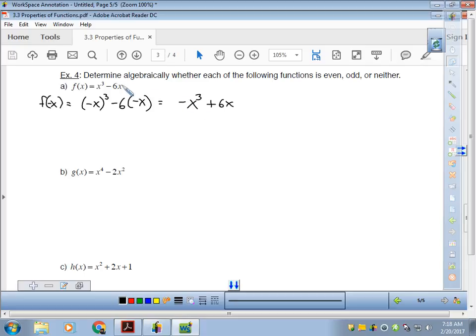No, these two are not the same. So we can say f of x does not equal f of negative x. So that tells us it's not even. Okay. Since it's not even, now we'll check for odd, and so we'll find negative f of x. Now negative f of x really just means negative 1 times f of x. So I'm going to take a negative 1, and then next to it I'm going to write f of x, which is the original function.